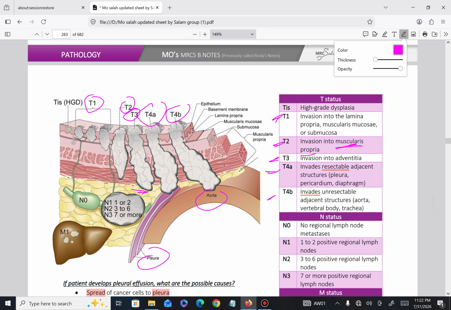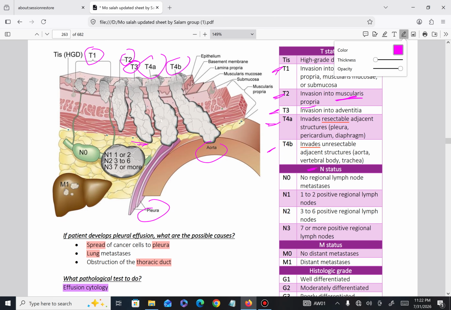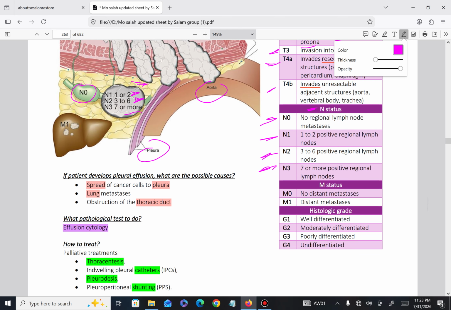Then the N status, lymph node status of the esophageal carcinoma. If there is no metastasis to the regional lymph nodes, then it is N0. If there are one or two lymph nodes involved, then it is N1. If there are 3 to 6 positive lymph nodes, then this will be N2, and 7 or more positive regional lymph nodes will be N3. Okay, this is the N classification or N status.